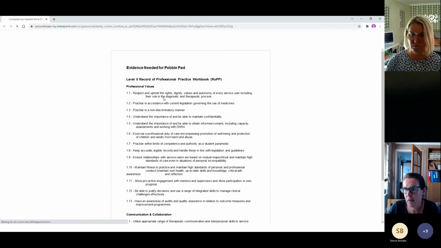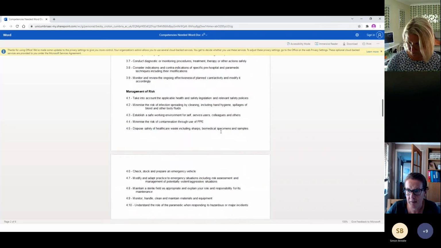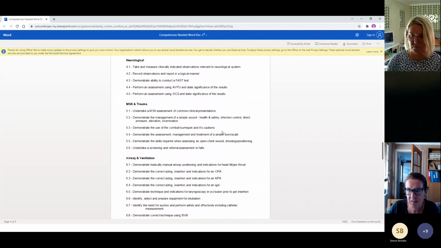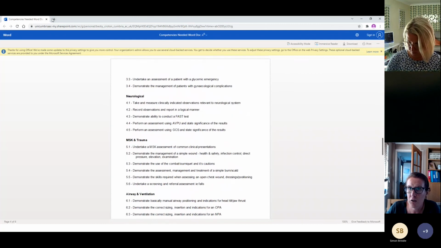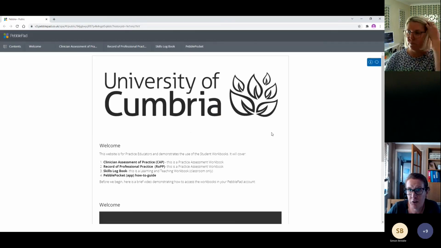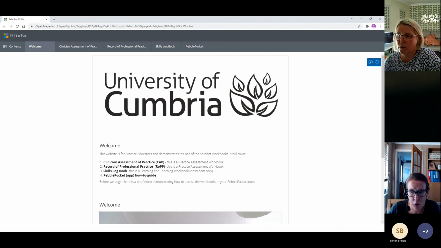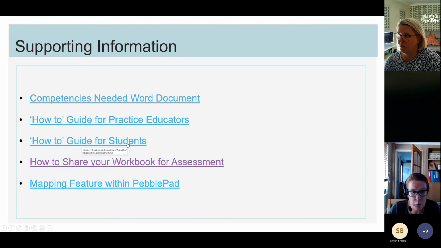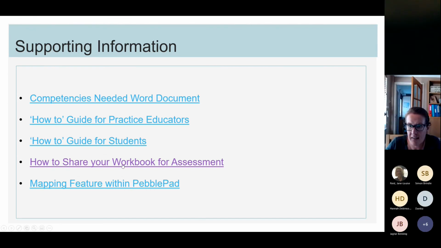So the Word document that I was saying about, you can print that off as a practice-based educator or a clinician working alongside the students, and have that as a reference for yourself as to the different competencies. This how-to guide for practice educators is basically a run through of all the stuff I've run through today, the CAP workbook, the ROT workbook, the Pebble Pocket how-to guide. So that is available for you to view as well. There is one for the students, and then there is how to showing the students again how to share their workbook. So I've included all this in the PowerPoint, so when the PowerPoint then gets sent around, you can refer to this at a later stage.